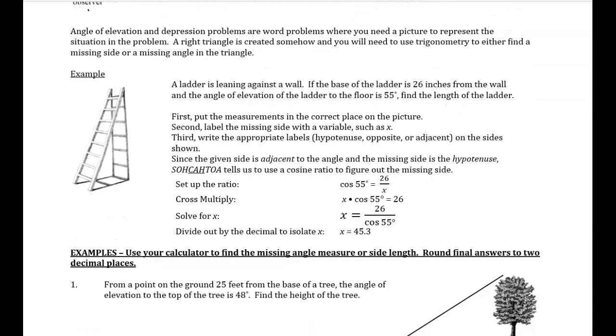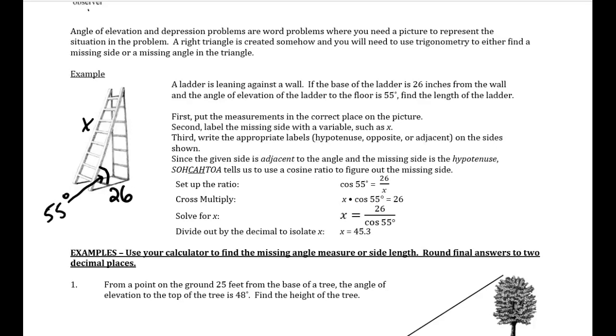So if you look at this first little setup, a ladder is leaning against a wall. If the base of the ladder is 26 inches from the wall, that would mean that this is 26. The angle of elevation of the ladder to the floor is 55 degrees, so that would be this. So this is 55 degrees. Find the length of the ladder, which means we're looking for this here. How long is that ladder?